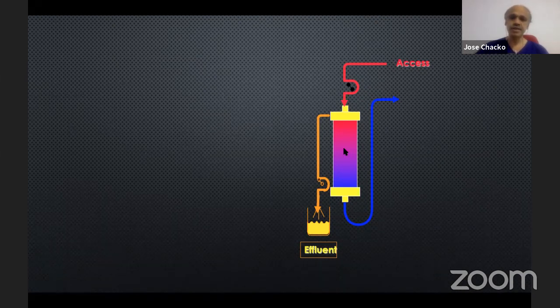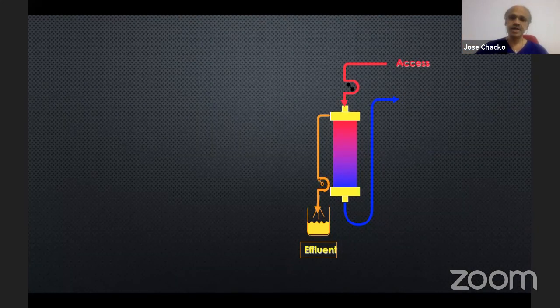Now this filtration occurs by a principle called convection, as we saw last time. Convection occurs when water moves out of the pores of the membrane, and as the water moves out, it will carry solutes along with it. In other words, it is called solvent drag because the solvent drags the solutes along with it. So clearly, for solutes to come out, it depends on just two things.